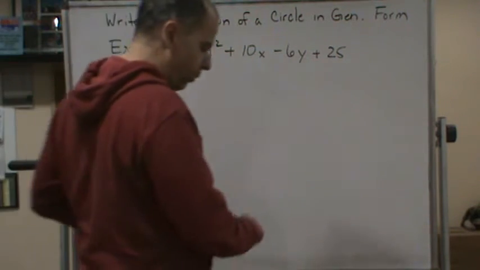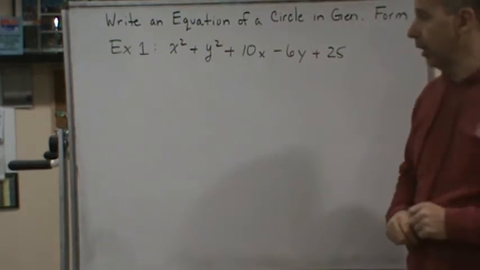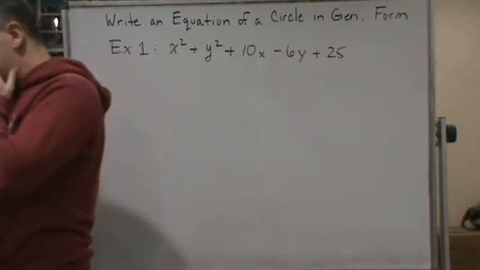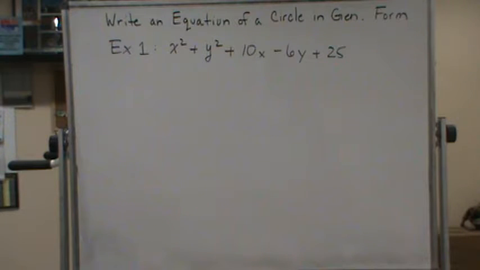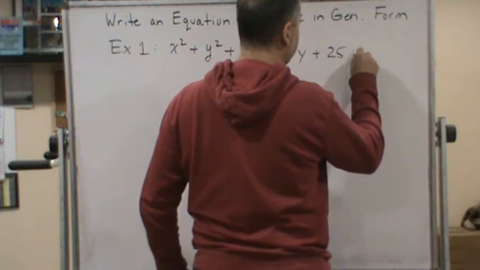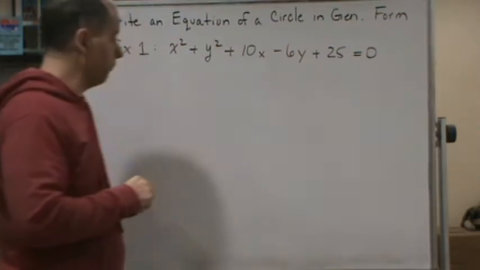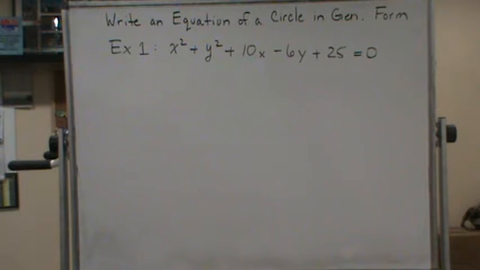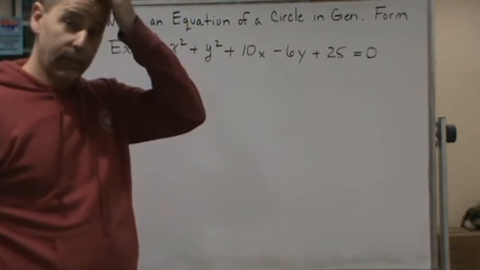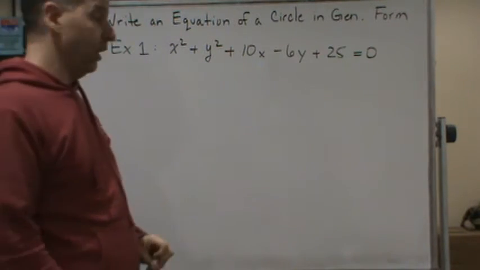All right, so now we're going to do an example where we take an equation of a circle in general form, and we're going to transform this into the equation of a circle in standard form. So how are we going to do this? This is going to require us completing the square. This is the way we're going to do this.